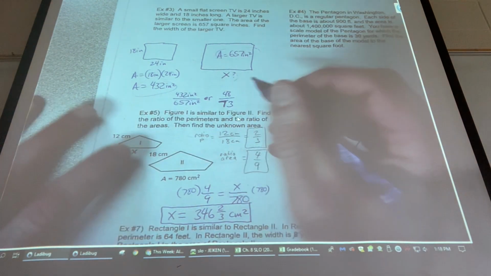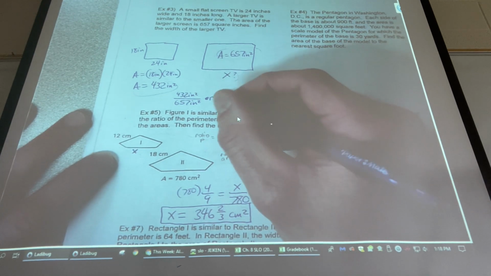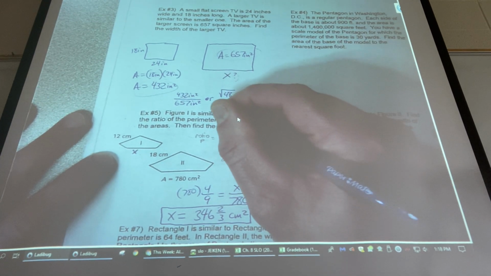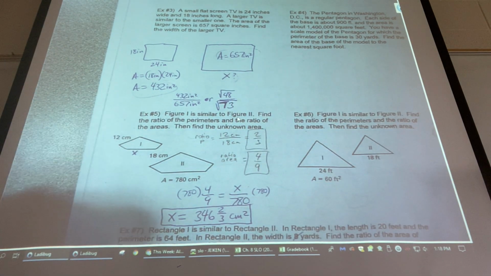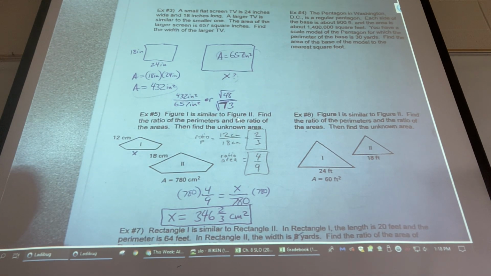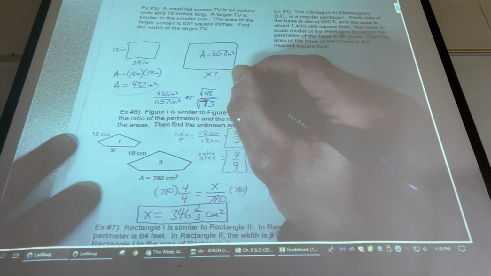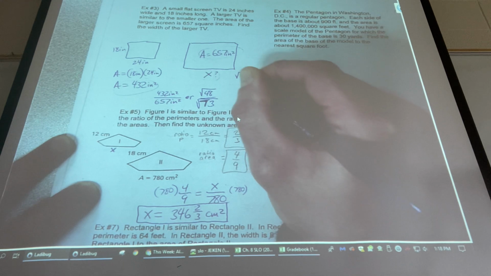But the reason I say we're unlucky is because those are not perfect squares. But you know what? Let's not sweat. Let's leave it square root 48 over square root 73. That would play on the survey. And let's write a ratio.